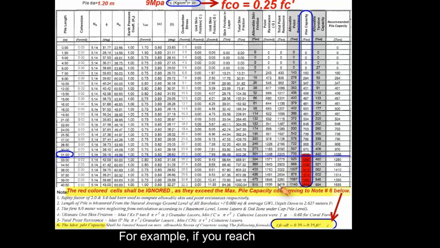For example, if you reach a maximum capacity of more than 3000 without factor of safety, then the allowable pile capacity is 1140 or 1156.